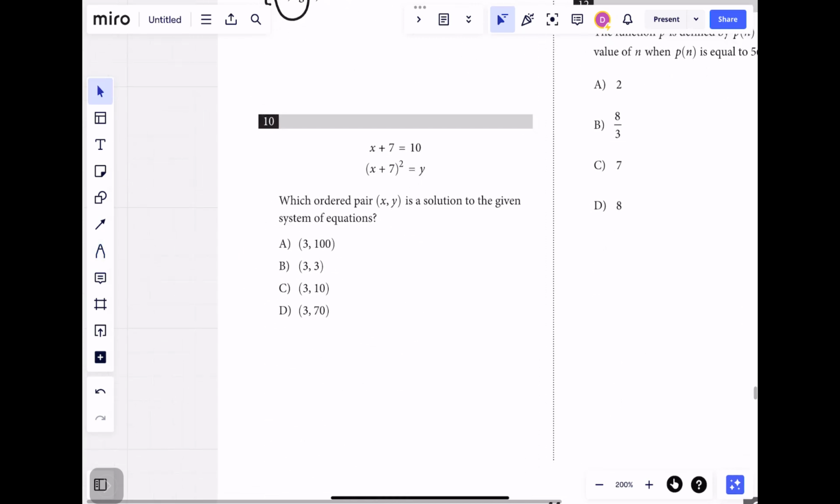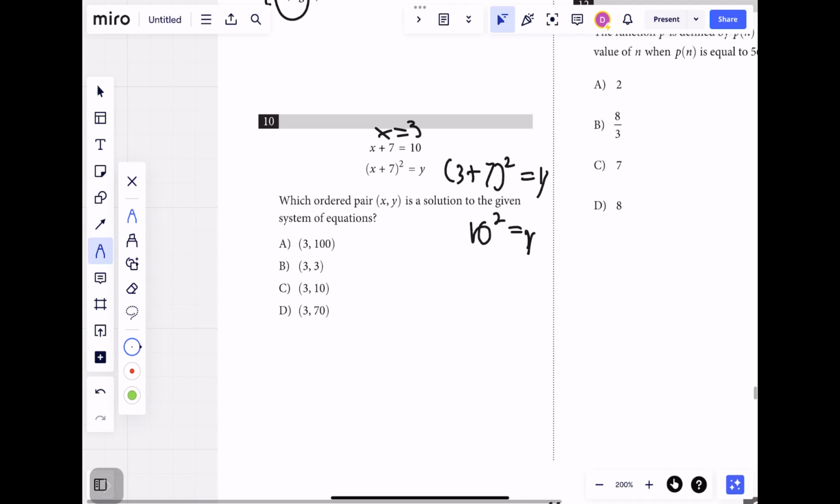Which ordered pair xy is a solution to the given system of equations? Okay, so we can easily solve x here by just subtracting 7 from both sides, so x is going to be 3. Then we can plug that into the second equation. And 3 plus 7 squared equals y. 10 squared equals y. y equals 100. So x is 3, y is 100. That's A.